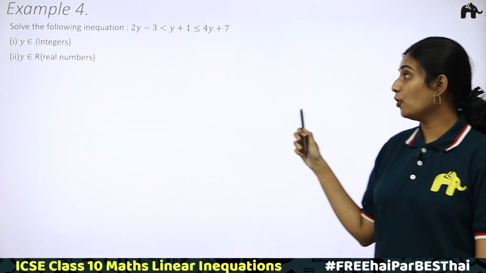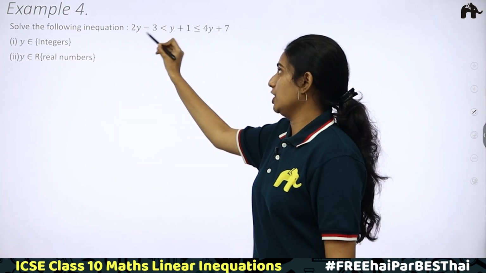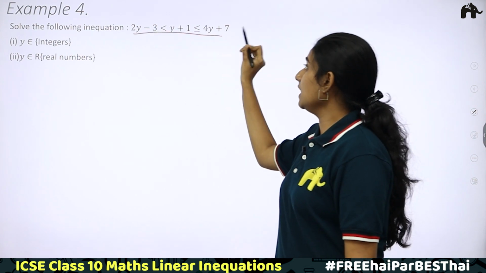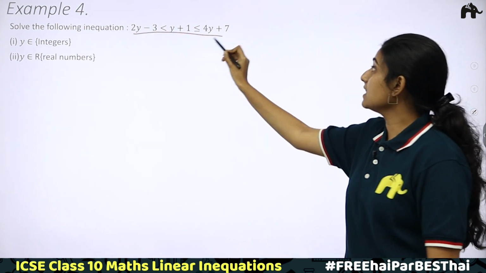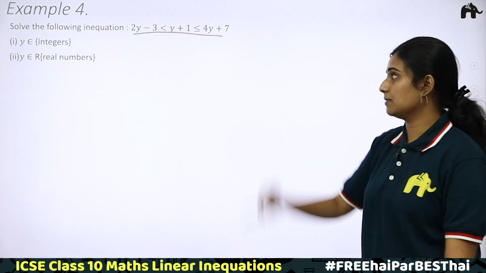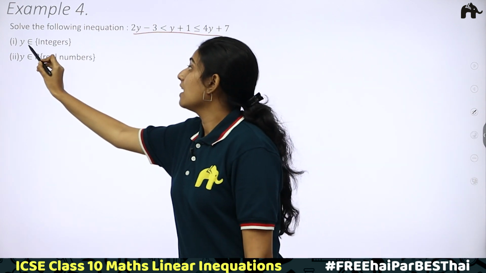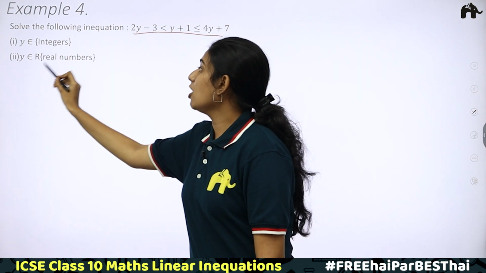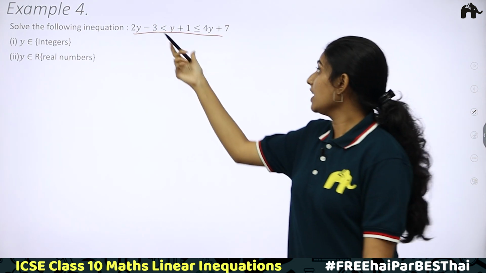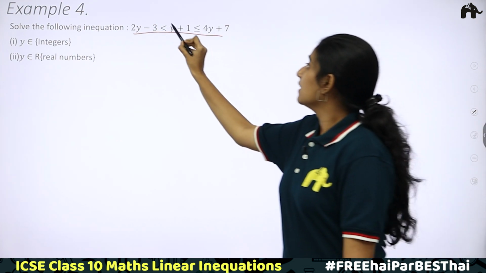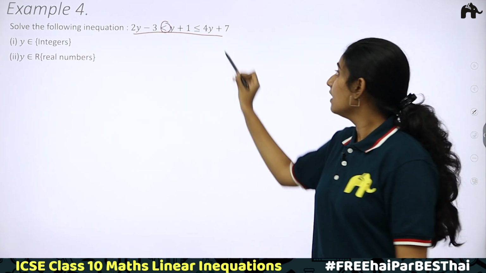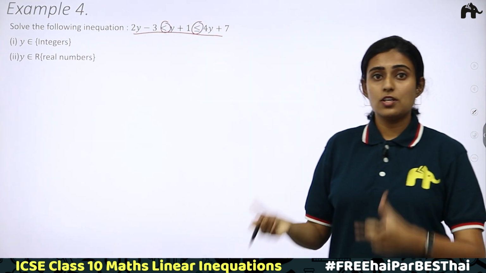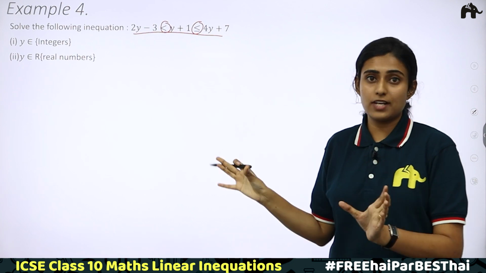Okay. Example 4. Solve the following inequation: 2y minus 3 less than y plus 1 less than or equal to 4y plus 7. First condition is y belongs to integers and the second is y belongs to real numbers. Here we have two inequalities, less than and less than or equal to. So we have to consider them as two different parts.